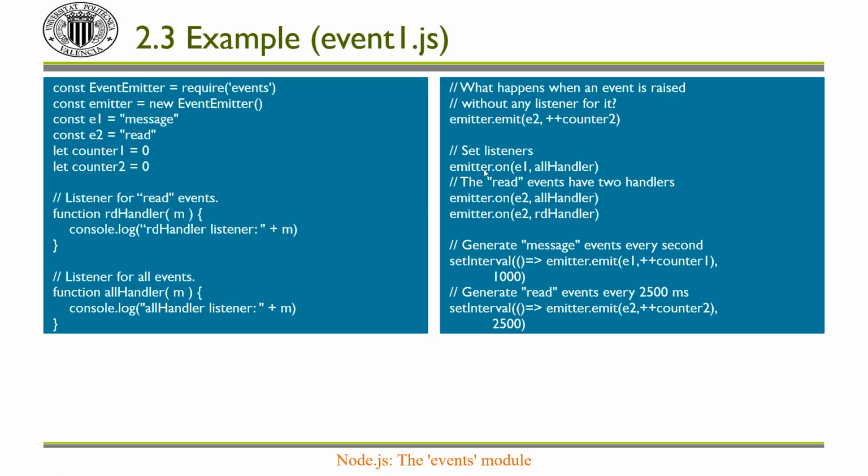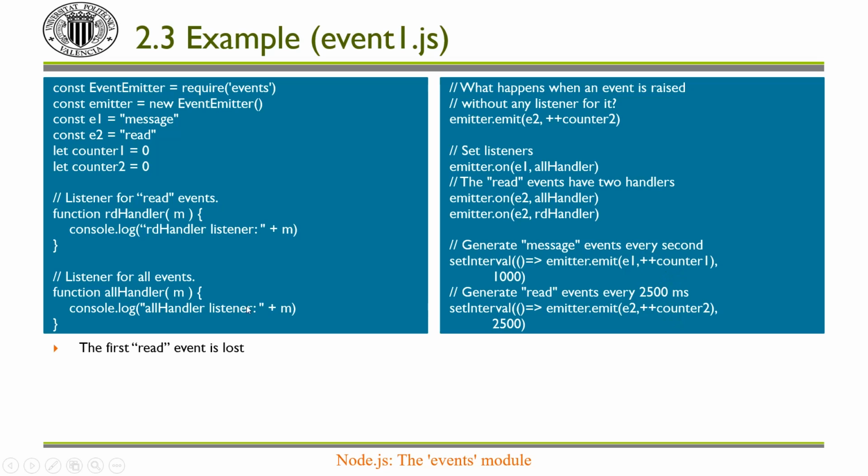Now we are setting the listeners for the message event that is using the all handler function, and we are also defining two listeners for the read event, all handler and read handler. And now, using setInterval, we are generating event message once per second and event read once every 2.5 seconds. Each time both events are generated, we are increasing the corresponding counters.